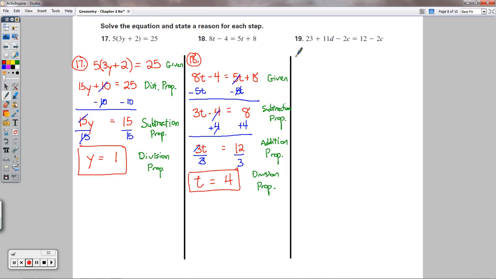Number 19 looks like a pretty similar problem to these ones. It's an interesting problem. What do they want us to solve here? I'm not exactly sure. They've got a d and a c. We can't really solve this one. Give me a minute. I'm going to see what the book says about this one. We can't really solve for a variable unless we leave it in terms of the other variable.